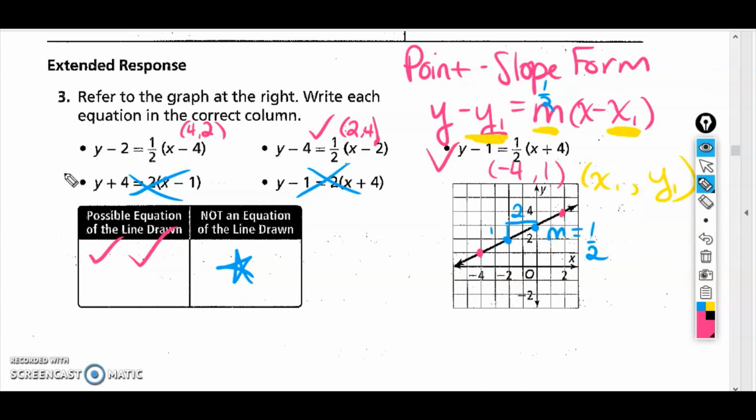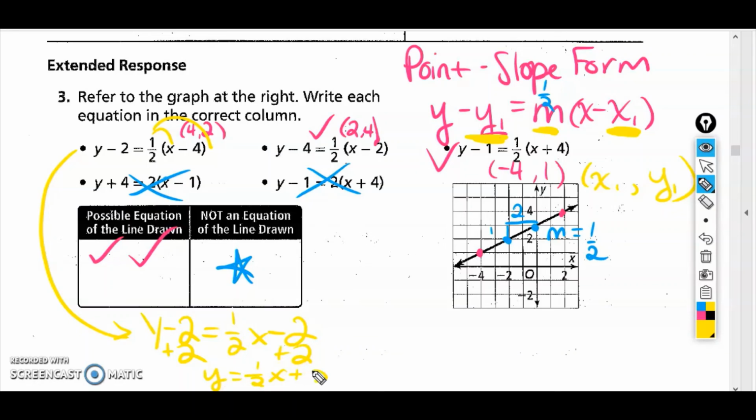Let's rewrite this into slope-intercept form to see if it matches that line. So y minus 2, I'm going to distribute this. 1/2 times x is 1/2 x. 1/2 times negative 4 is negative 2. And then to get this y by itself, I'm going to get rid of this minus 2, so I'm going to add 2 to both sides. So that's y equals 1/2 x plus 0, which means it would have to start through 0 and then go up 1 over 2. And that's obviously not it, so that would be another one that does not work. So this one doesn't work either.